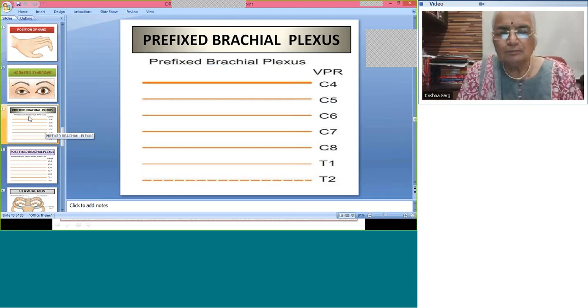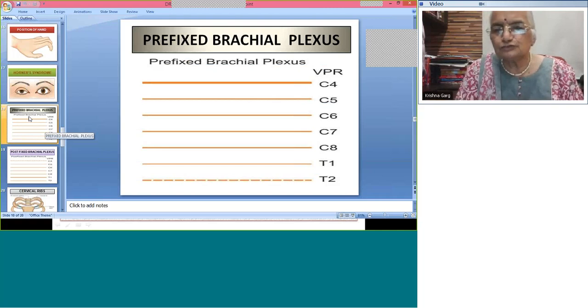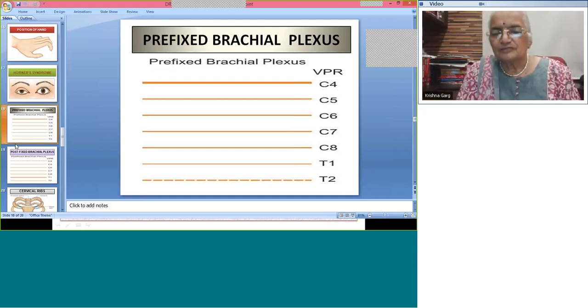The other anomalies are the prefixed brachial plexus. Normally, the brachial plexus is formed by ventral primary rami of C5, C6, C7, C8 and T1 segments. In a prefixed brachial plexus, the C4 segment takes more important part, and T2 segment, thoracic 2 segment, does not take any part. In this case, since C4 is supplying the diaphragm, there is some reorientation of the nerve supply of the muscles of the upper limb.